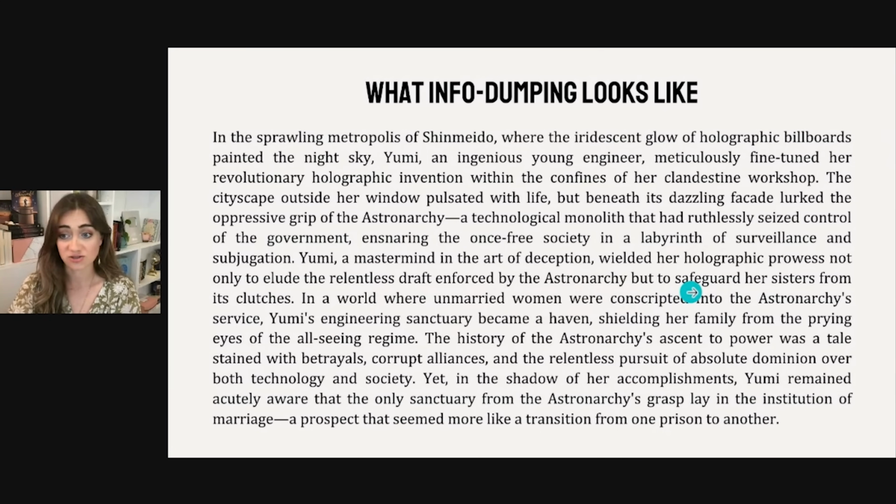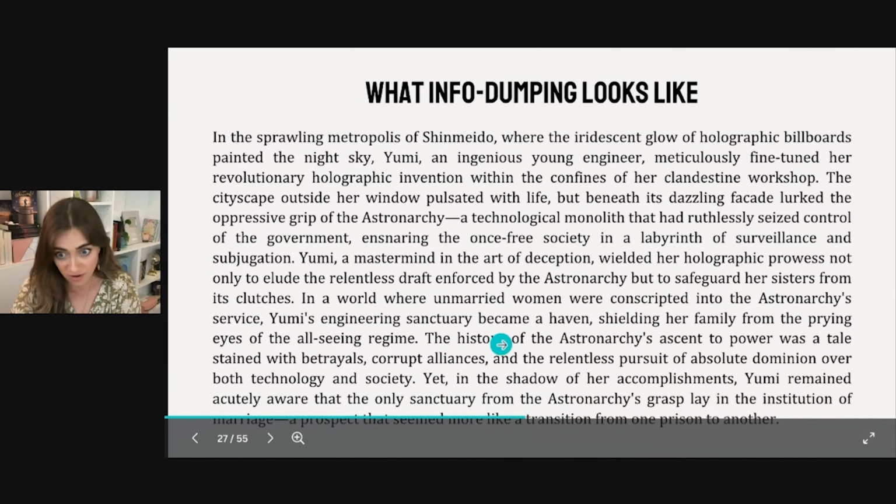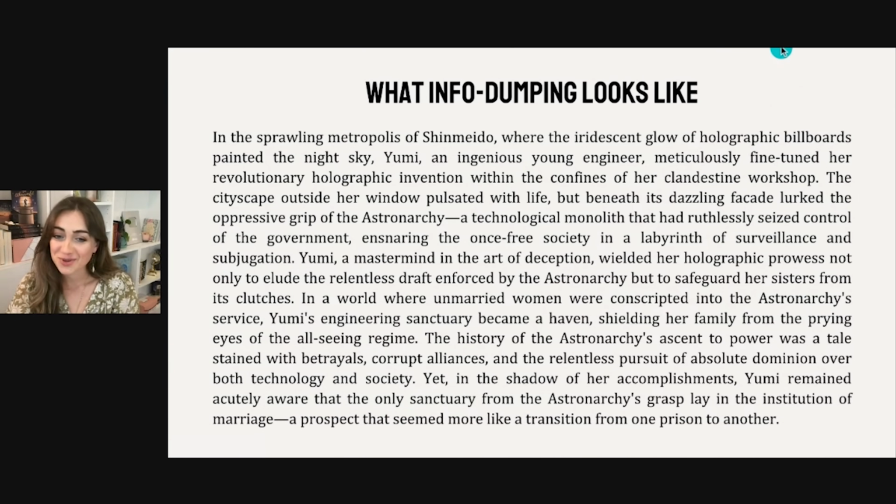The history of the astronarchy's ascent to power was a tale stained with betrayals, corrupt alliances, and the relentless pursuit of absolute dominion over both technology and society. Yet, in the shadow of her accomplishments, Yumi remained acutely aware that the only sanctuary from the astronarchy's grasp lay in the institution of marriage, a prospect that seemed more like a transition from one prison to another.